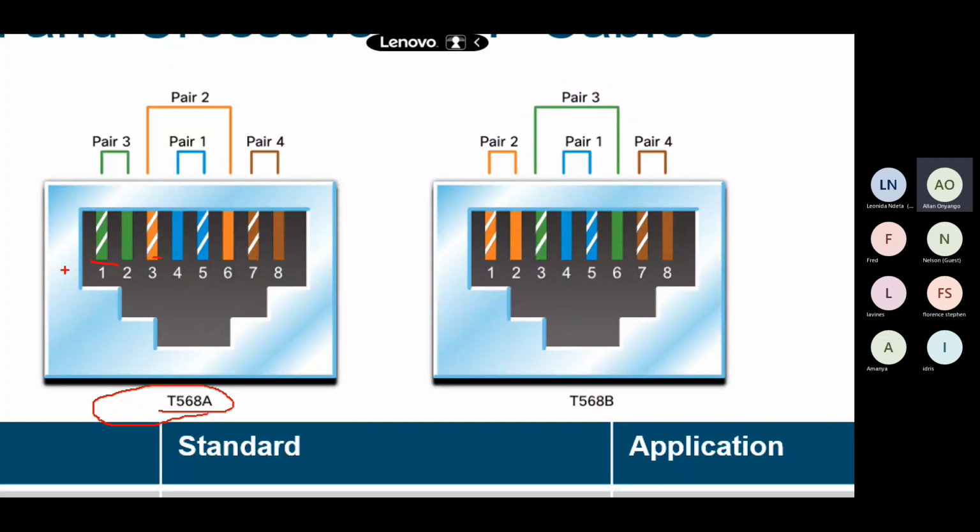So here we are starting with white-green and green, while here we start with white-orange and orange. So the greens and the oranges have been swapped to form the T568B. So this side you start white-orange, orange. Then you go to white-green, blue, white-blue, green, white-brown, and brown. So you see the browns remain the same. The blues remain the same too.